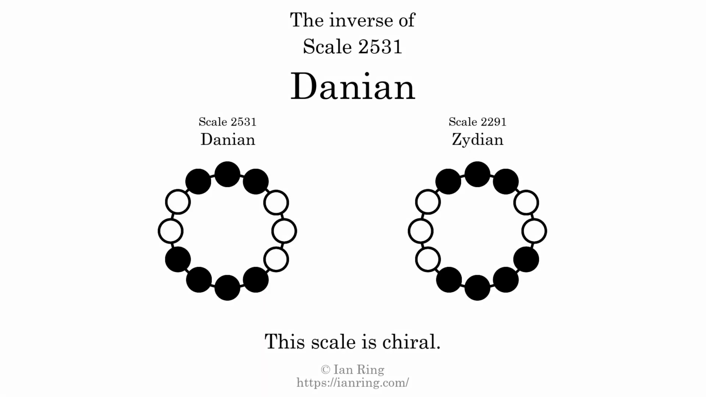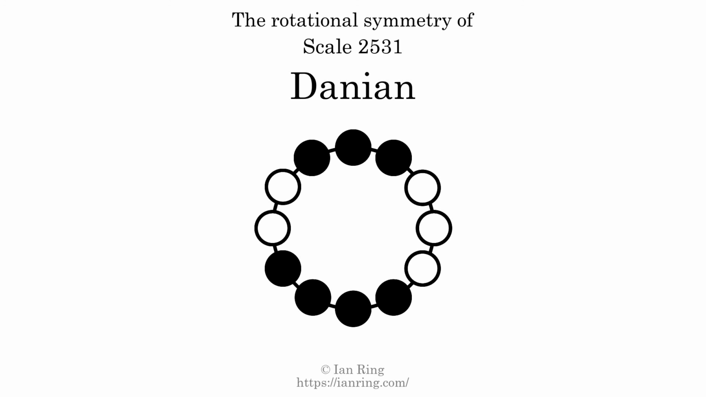The inverse of a scale is a mirror image. It is what you get when the sequence of intervals is reversed. The inverse of this scale is scale 2291, also known as Zydian. This scale is chiral. It cannot transform into its inverse by rotational transformation. This scale has no rotational symmetry.